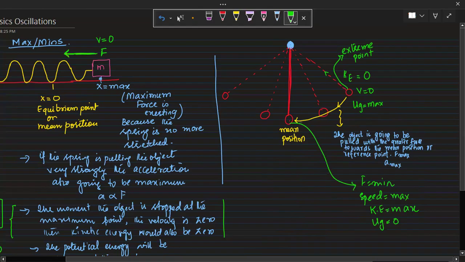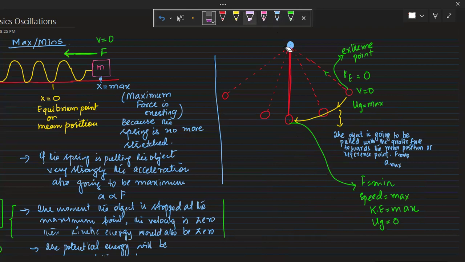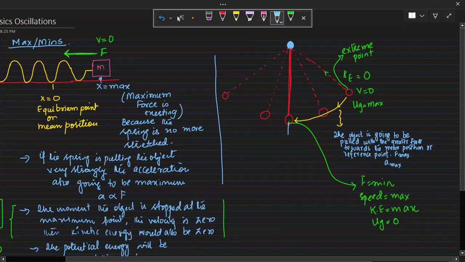Now, you know that this point is the mean position, so let me remove this. I want to show you how the forces are acting. One force is the weight, which is mg, and another force is the tension in the string, right? Clear? Now, are they in opposite directions, right? Yes.